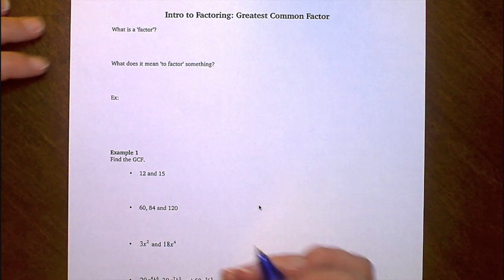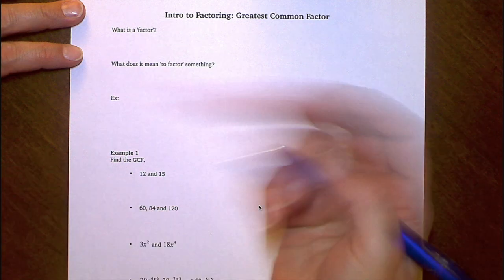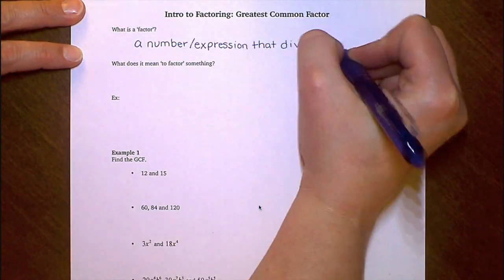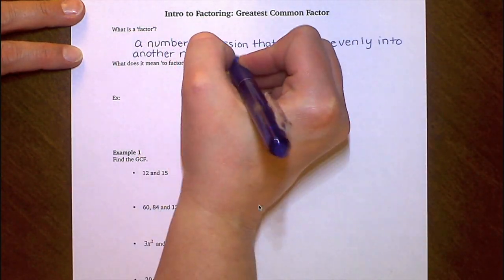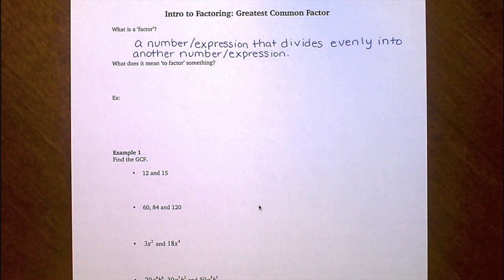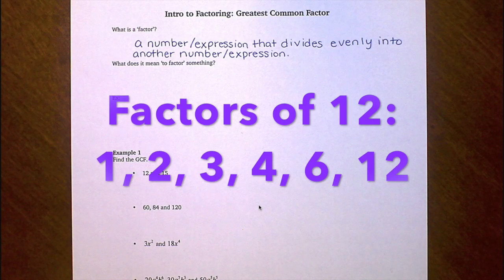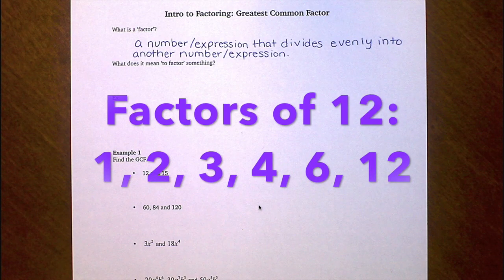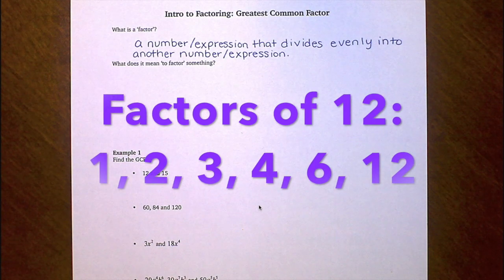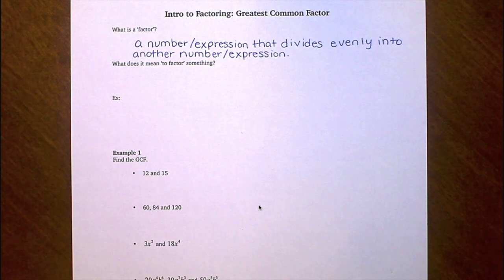A factor is a number or expression that divides evenly into another number or expression. So for example, if I think about the number 12, 12 has factors like 3 and 4, because 3 times 4 makes 12, so both 3 and 4 divide into 12. It also has factors like 2 and 6. So all of those things are considered to be factors.